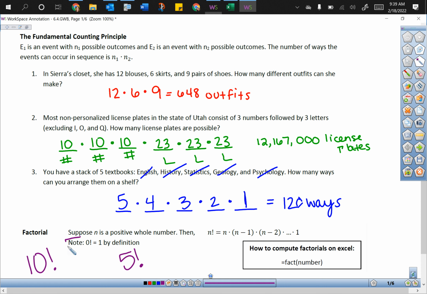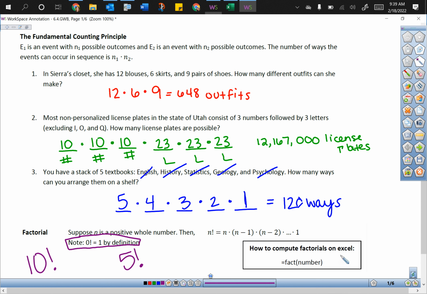Now, one thing you need to note is that 0 factorial equals 1 by definition. That's just the definition of it. 0 factorial is 1. Okay? I know that kind of doesn't make sense, but it just is what it is.